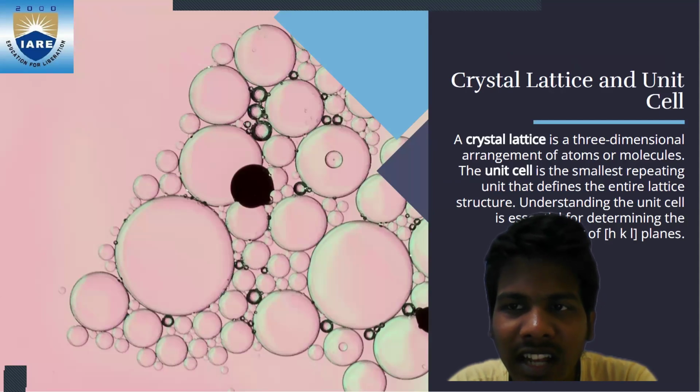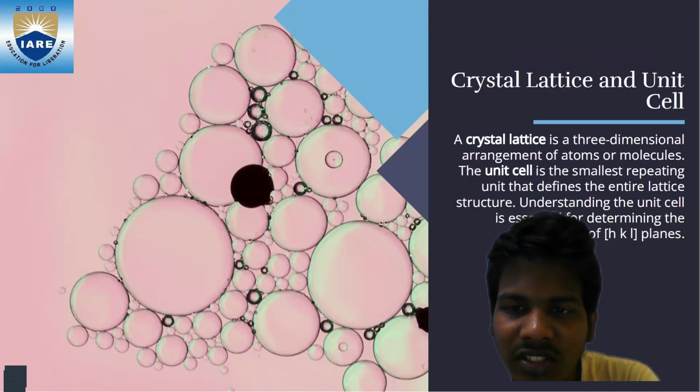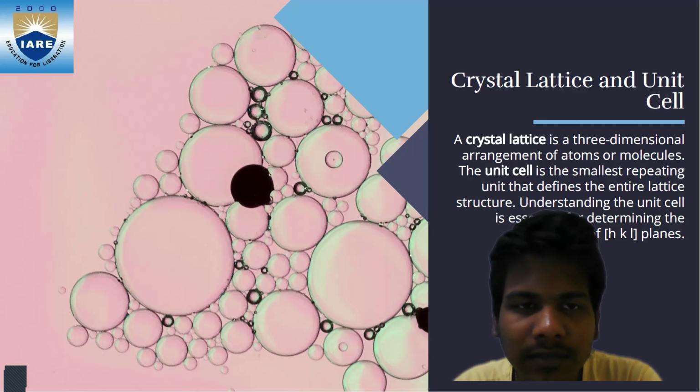Crystal lattice and unit cell. Let us talk about crystal lattices and unit cells. A crystal lattice is a three-dimensional arrangement of atoms or molecules. The unit cell is the smallest repeating unit that defines the entire lattice structure, and understanding the unit cell is essential for determining the spacing of HKL planes.